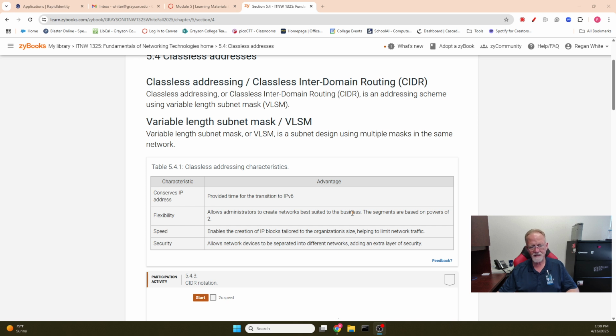If you've got a section that needs a lot more addresses and a section that needs a lot less, and you don't want to have two routers, you can do this with subnetting and classless addresses. It enables the creation of IP blocks tailored to the organization. Once again, you're building segments in order to help control traffic and cut down on choke points. It also allows network devices to be separated into different networks. This provides another layer of security, because without some work in the router, these subnets can't talk to each other.